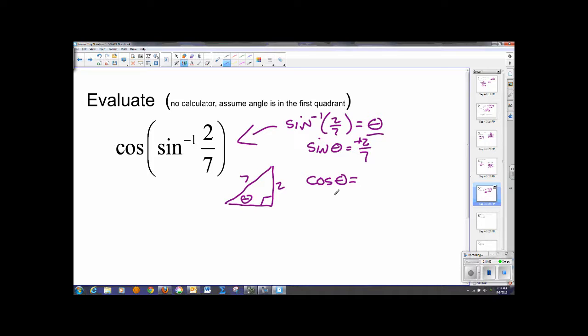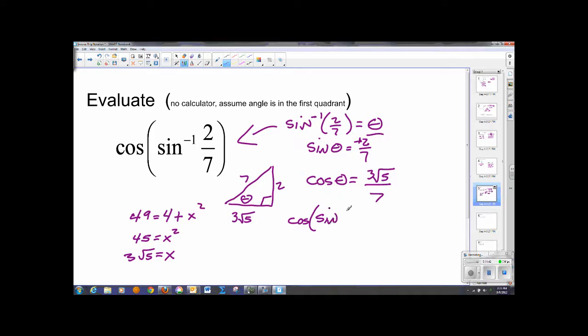Finding the adjacent value is necessary to find the cosine of theta. So once again, we use Pythagorean. 49 equals 4 plus, we'll call this x squared. So therefore, I have 45 is equal to x squared, and 3 root 5 is equal to x. So if I'm looking for the cosine of theta, I know that the cosine is the adjacent over the hypotenuse, and my adjacent is 3 root 5. My hypotenuse is 7. So what I can now say is the cosine of theta, and I know theta, we substituted for the inverse sine of 2/7, is equal to 3 root 5 over 7.